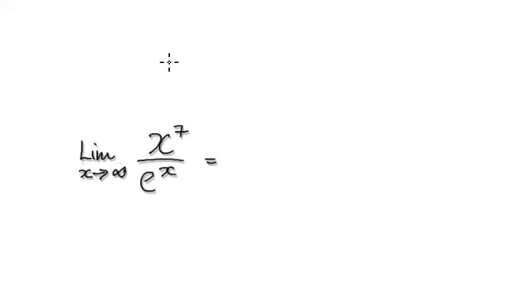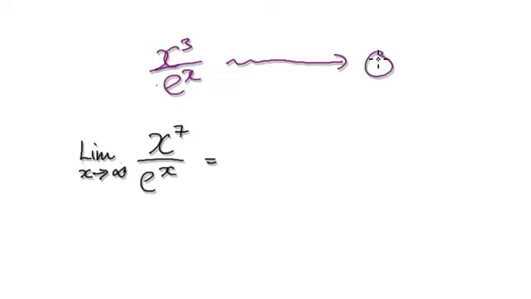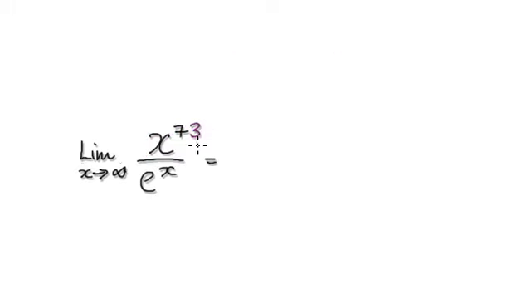Earlier, I gave you I think x to the power 3 over e^x, and then this here would tend towards 0 as x tends towards infinity. What happens if we change it to x to the power 7, or x to the power of 73, or x to the power of 739, say? What would be the limit of this?